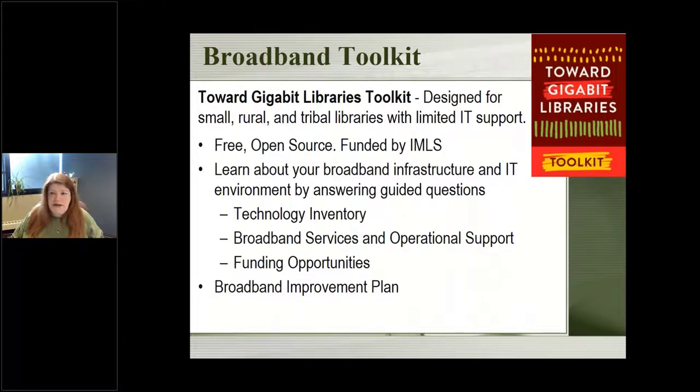And we have available to us this Toward Gigabit Libraries Toolkit. This is something that is out there free for anyone to use. It's specifically designed for our small and rural libraries. It was funded by a grant from IMLS, the Institute of Museum and Library Services, and we actually had staff here, Holly Wolt, who was involved in creating this, and they just had an updated grant, a new grant just this past year, where they updated the information in it as well. So it's very current, very useful.